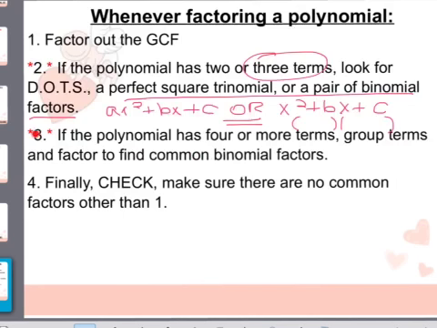So if it's 2 terms, it's a difference of two squares. 3 terms, it's either ax squared plus bx plus c or x squared plus bx plus c. And 4 terms, still look for the GCF first, but then factor by grouping. And finally, check. Make sure that there are no common factors other than 1 in each binomial that you have left.